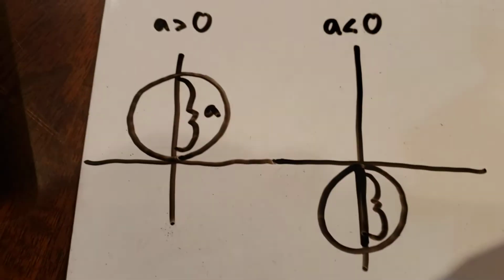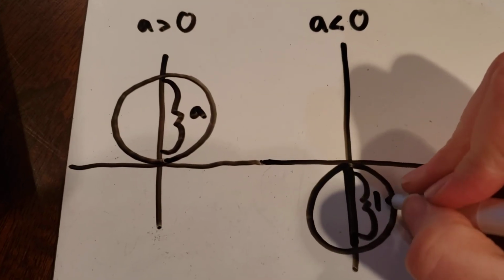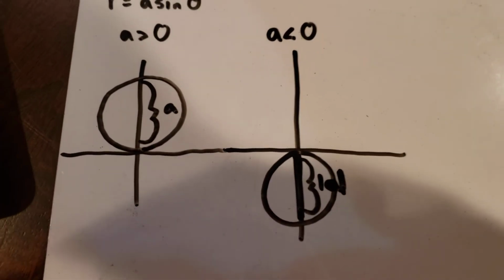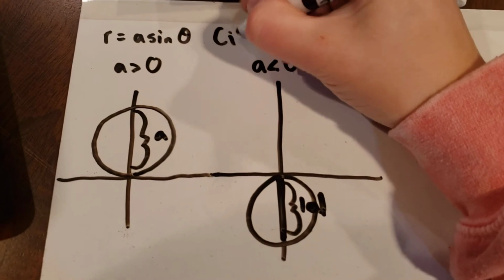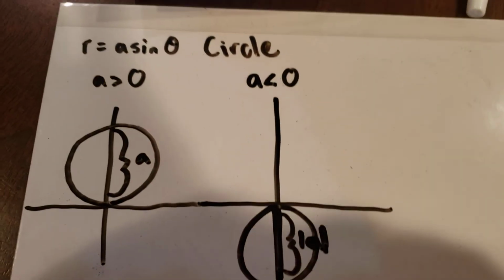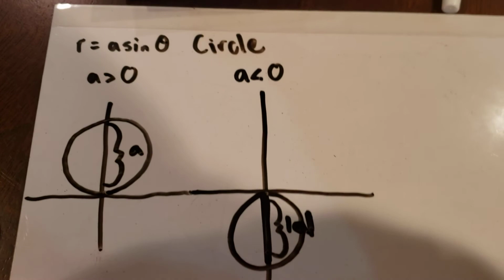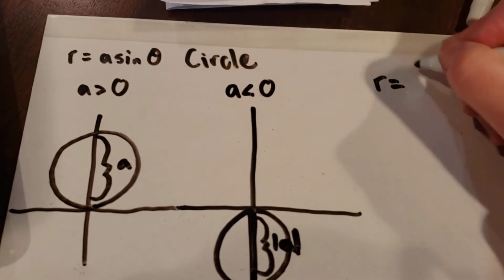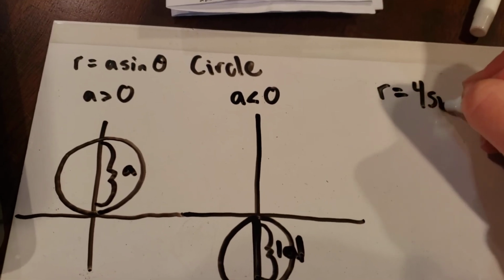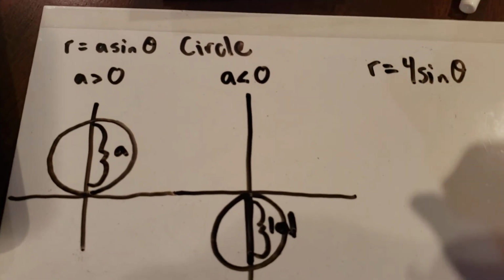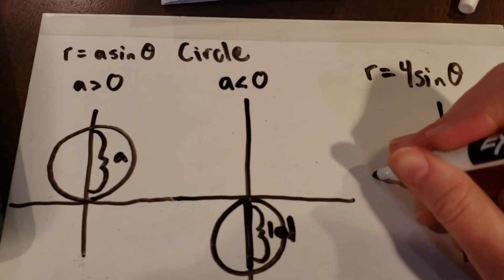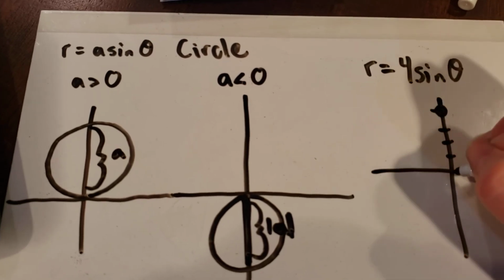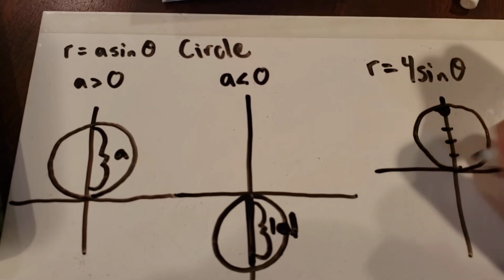Now when I said length, it's really the diameter. It's got a diameter of the absolute value of a. So what you need to be able to do is recognize that when you see r equals a sine theta, what you have is a circle. And you are responsible for, if I say to you, draw r equals 4 sine theta, you need to be able to draw that. So we know it's a circle, we know it's going to have a diameter of 4, and there we go.